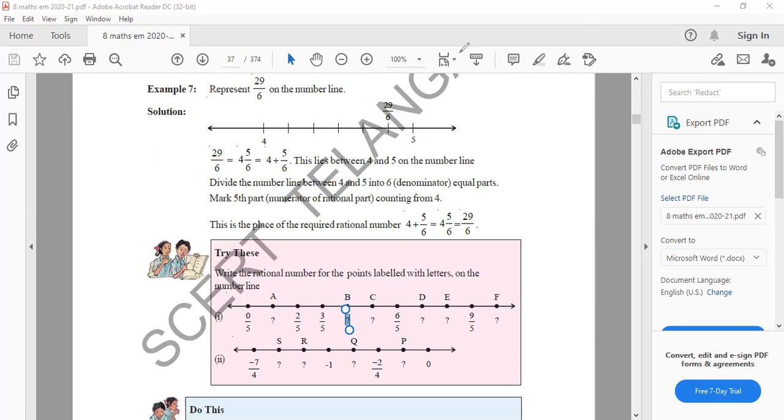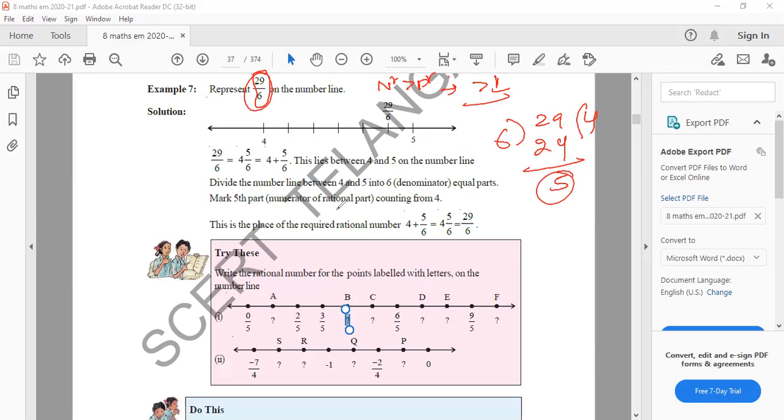Now the seventh question is very interesting. This is case number 2. Represent 29 by 6 on the number line. When you see the numerator is more than the denominator, it means the number is greater than 1. If the number is greater than 1, first you need to do division like this. 29 by 6, you divide. How much do you get? 6 fours are 24. The remainder is like this.